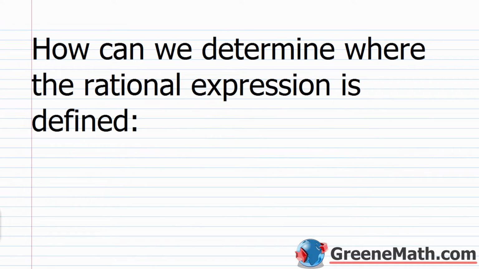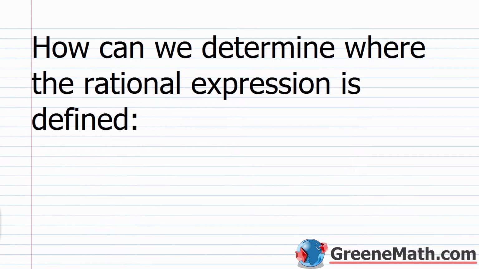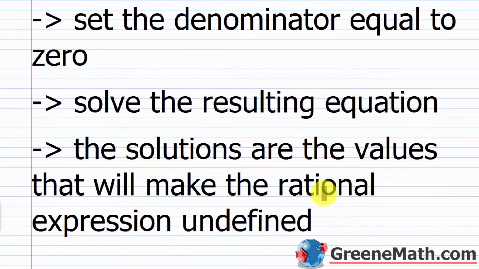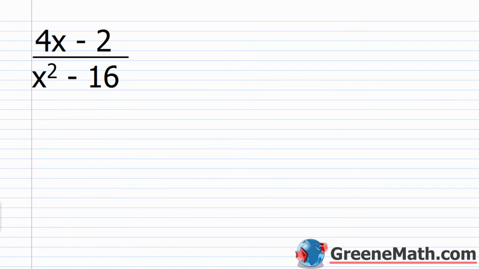So how can we determine where the rational expression is defined? Well, it's actually kind of easy. We already have all the skills to do it. We just want to set the denominator equal to 0. We want to solve the resulting equation. And then the solutions are the values that will make the rational expression undefined. Because if we set it equal to 0 and solve, those values would make the denominator 0, and that's not allowed. So here's an example.